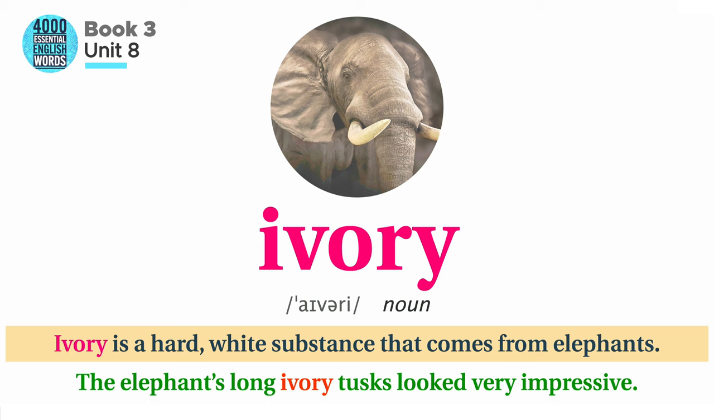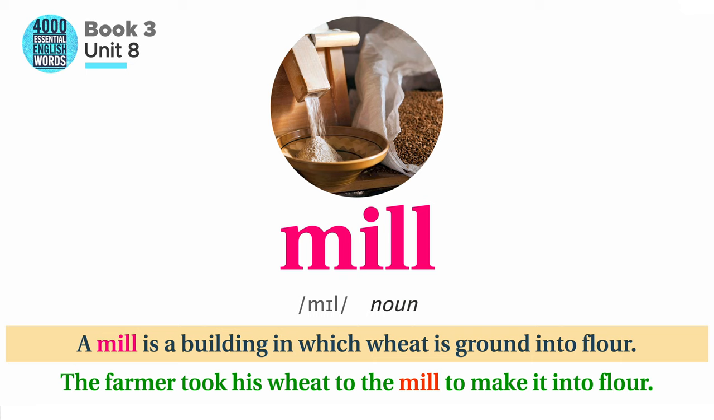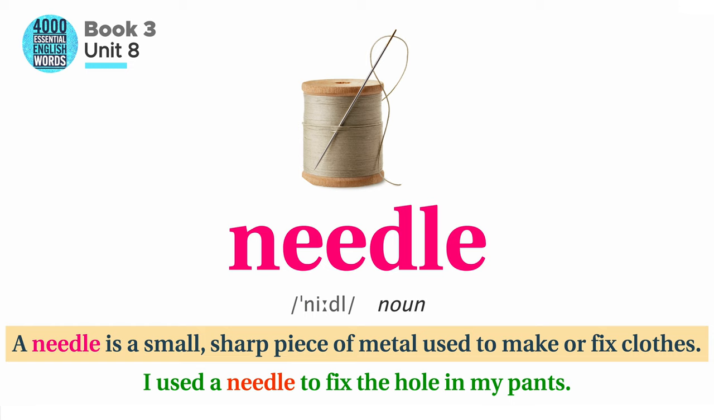Ivory. Ivory is a hard, white substance that comes from elephants. The elephant's long ivory tusks looked very impressive. Mill. A mill is a building in which wheat is ground into flour. The farmer took his wheat to the mill to make it into flour. Needle. A needle is a small, sharp piece of metal used to make or fix clothes. I used a needle to fix the hole in my pants.